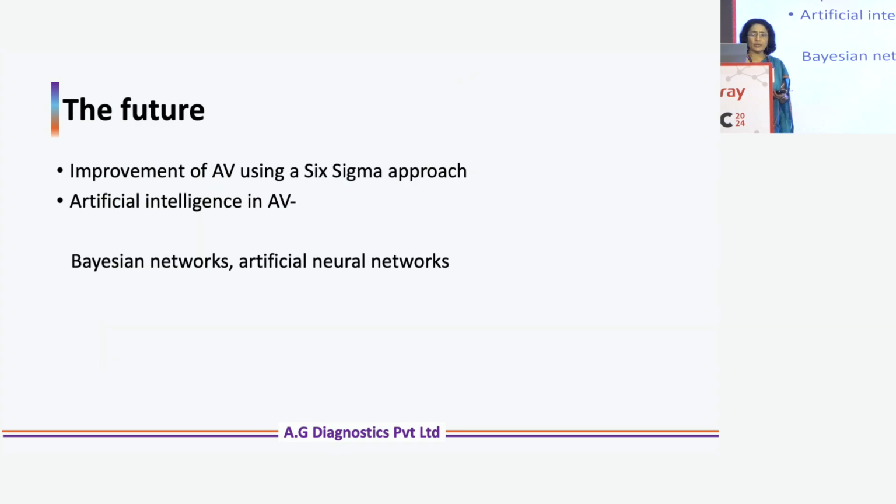The future improvement of AV using a Six Sigma approach and artificial intelligence in AV with a lot of, I read these names, not that they make much sense to me. There is Dr. Riju Matthews here who might later on put some light on these terms. But what I mean is there will be a lot coming up and auto verification pass rates can increase significantly.